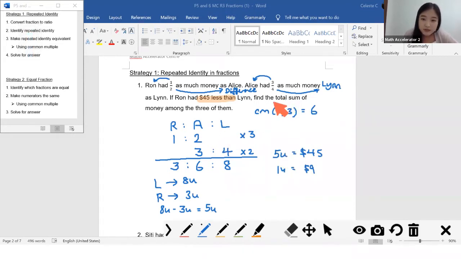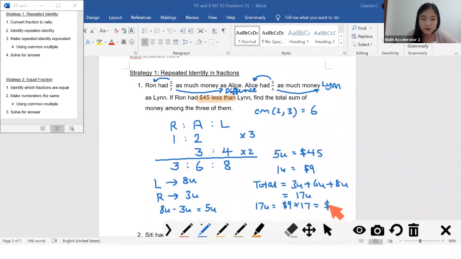So what's the last step? Find the total sum of money among the 3 of them. So you need the total number of units here. Ron has 3 units, Alice 6, and Lynn 8. Good, correct. So 17 units in total. You already have 1 unit here, so you can take this 1 unit times 17.